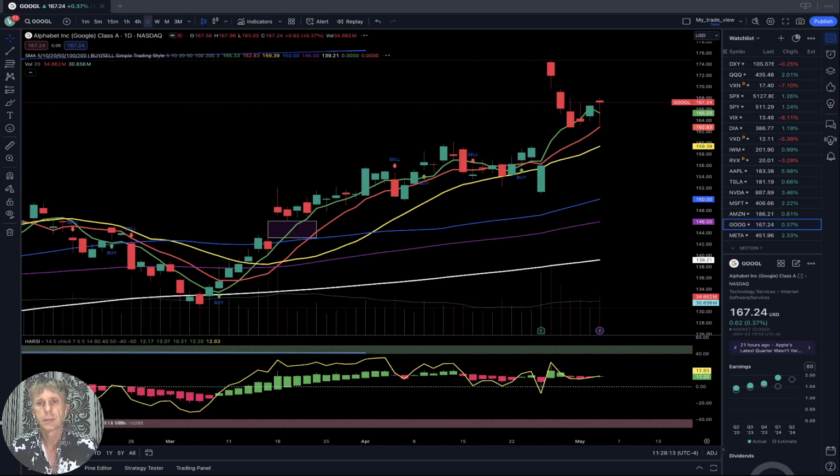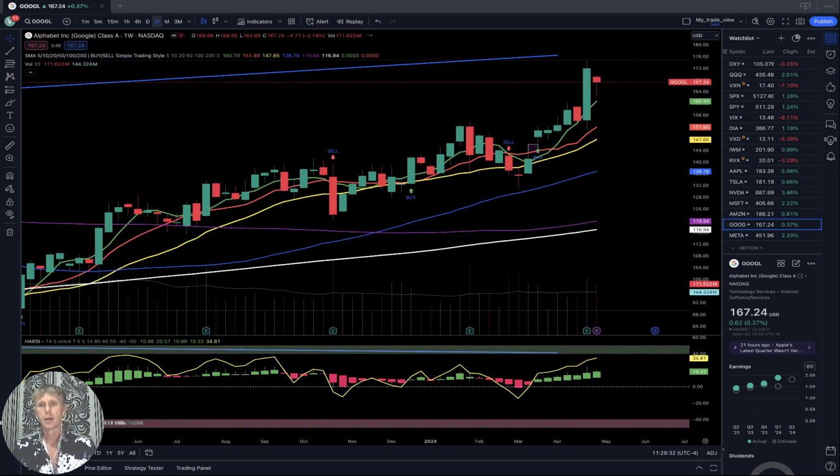Google daily, it was huge gap up 6 days ago after the report. And last bar still above all moving averages, still in the bullish territory, still bullish trend. And now let's move to weekly. Weekly last bar above all moving averages, still bullish territory for Google. Google still positive bullish on weekly time frame.